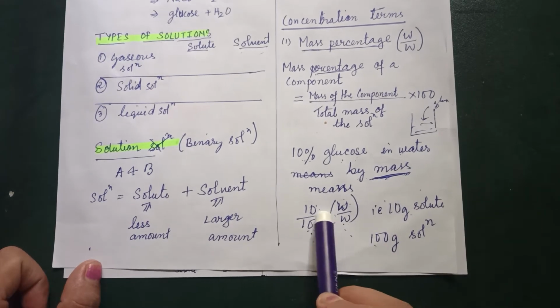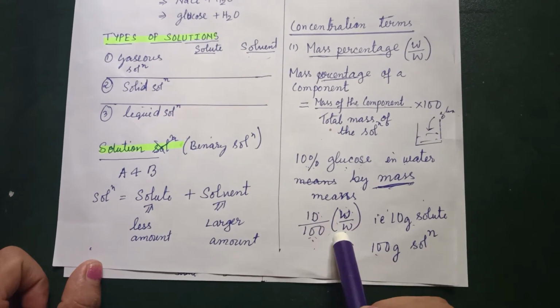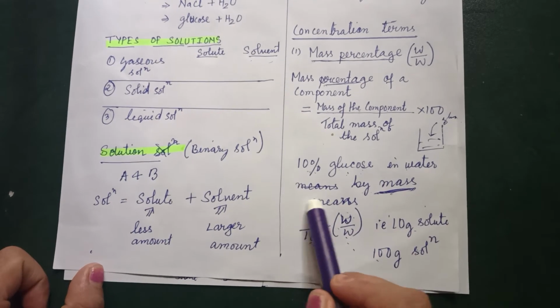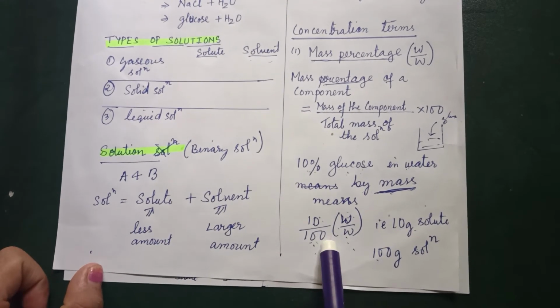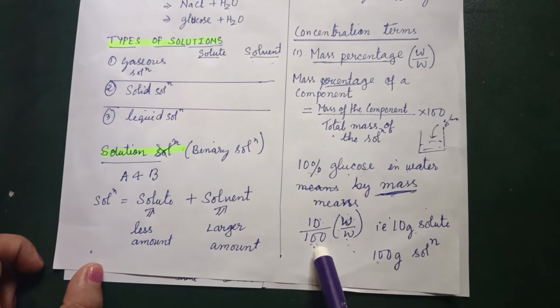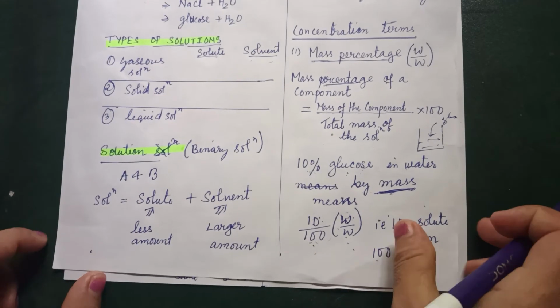Below will be your solution, that means solute plus solvent, and above will be your solute, that is what W by W means. So 10% glucose in water means 10 gram of the solute is dissolved in 100 gram of the solution. Students get confused whether it is solvent or solution. So remember this, below will always be your solution.